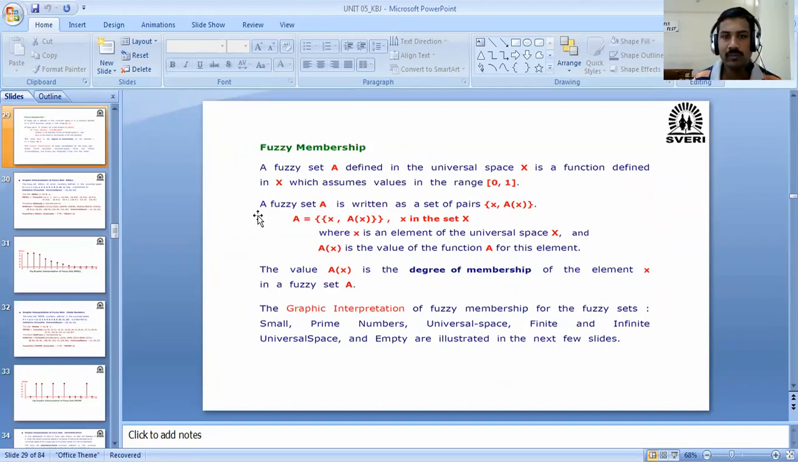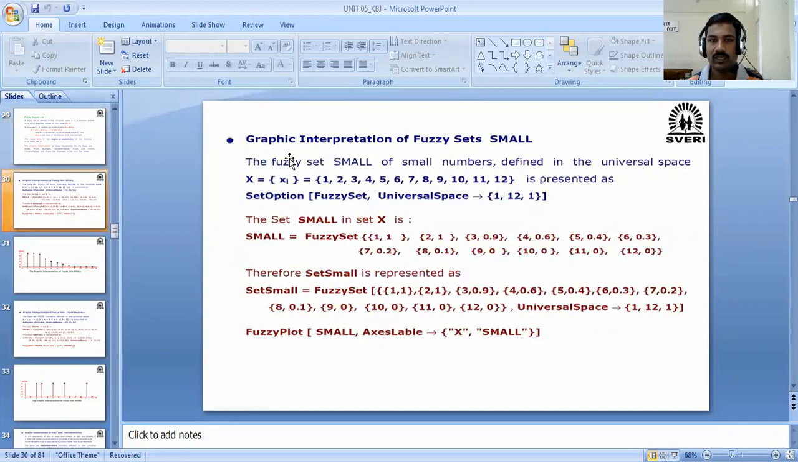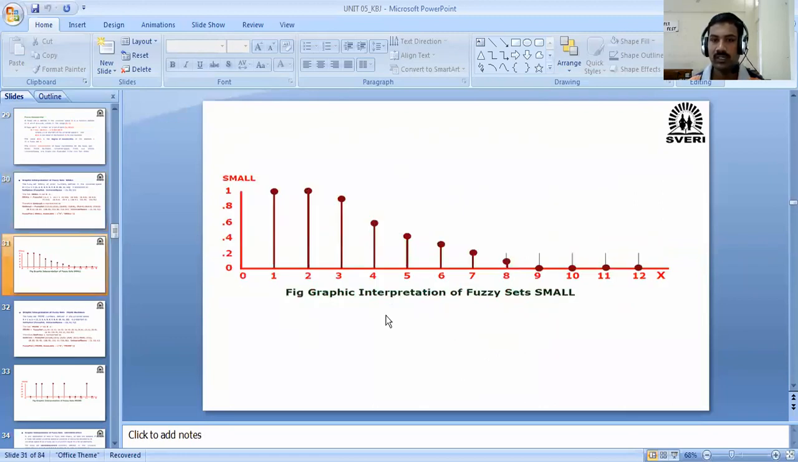Next, fuzzy memberships. Graphic interpretation of the fuzzy set small. If a small set is given, how can we represent that one? Universal space, again, you can see here like 0 to 1. We can write 1 as 1, 2 as 1, 3 as 0.9. Like that only we can develop the fuzzy sets. In this way, we do the interpretation of the fuzzy set small.